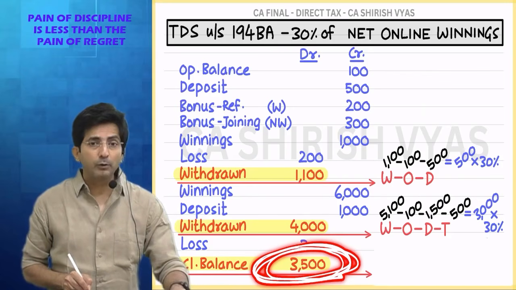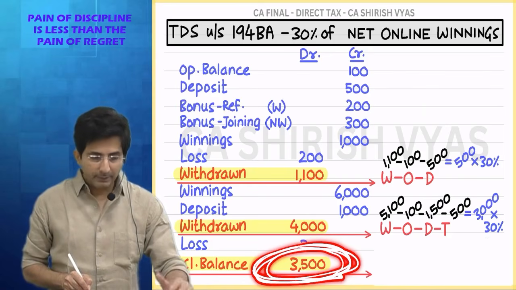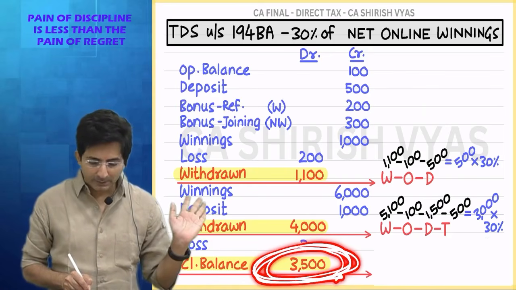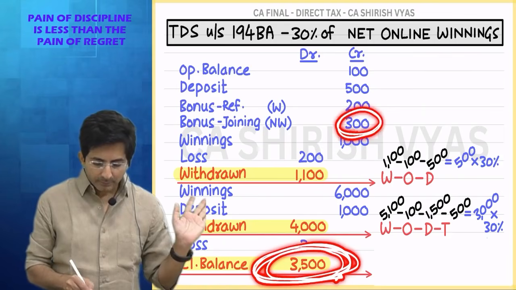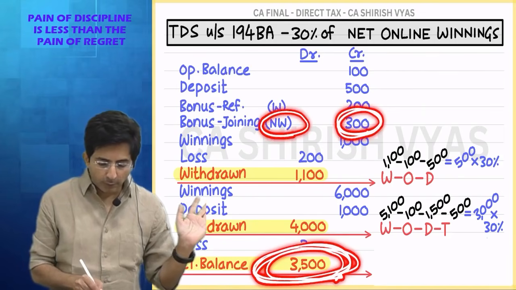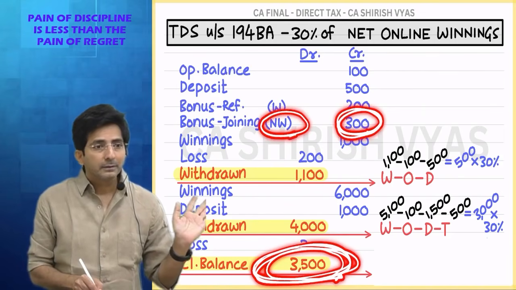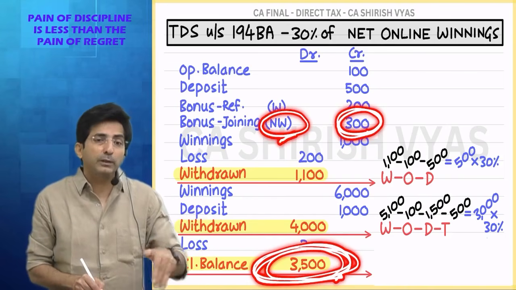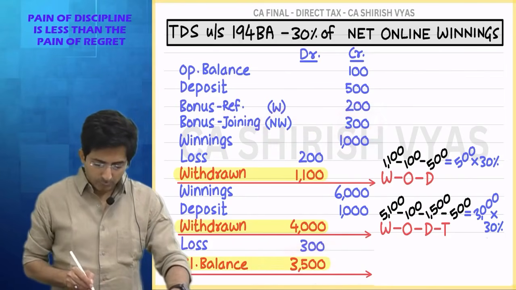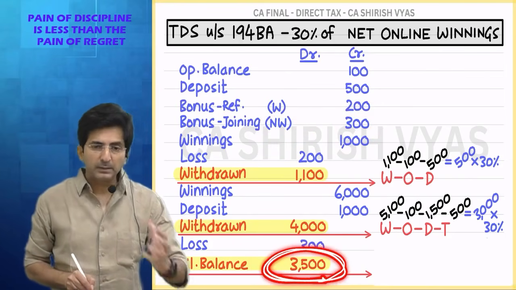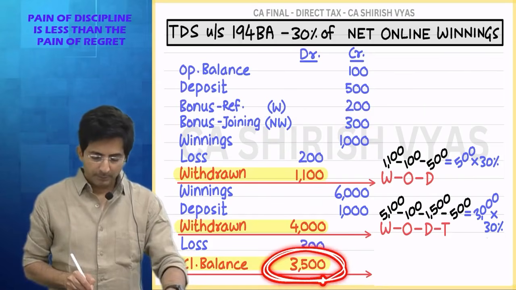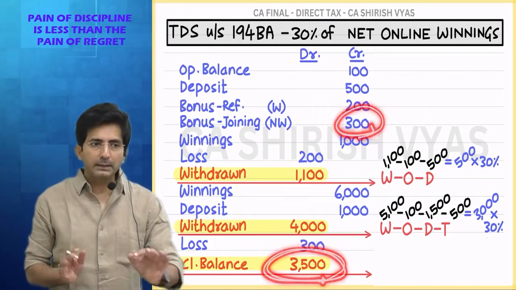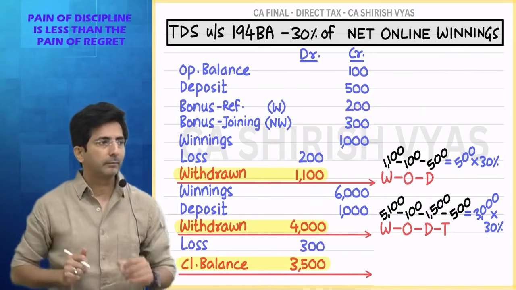What will the gaming platform do? They will say, dear, 3500 has got some 300 which is a non-withdrawable bonus. Non-withdrawable means it is not withdrawable only. So how can you wish to withdraw? So tell me, in closing balance, how much is withdrawable? If you subtract 300, only 3200 is withdrawable.